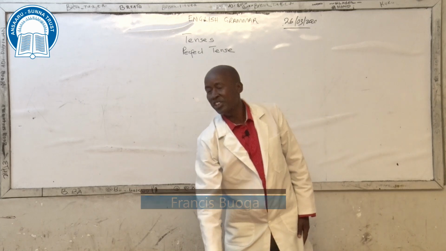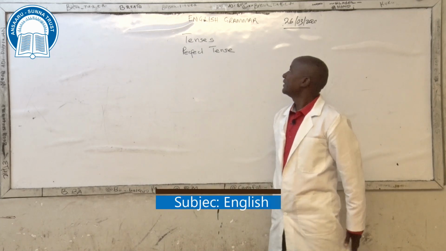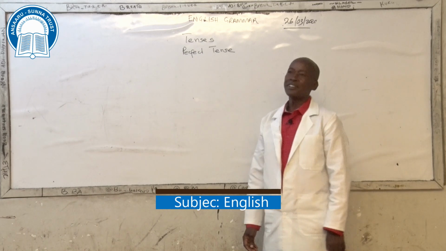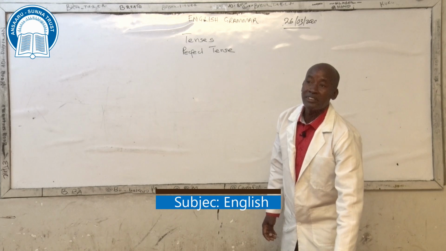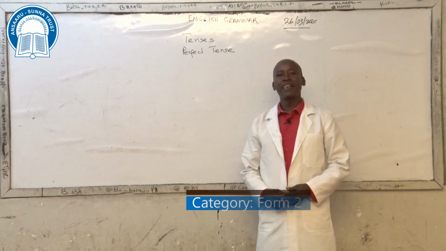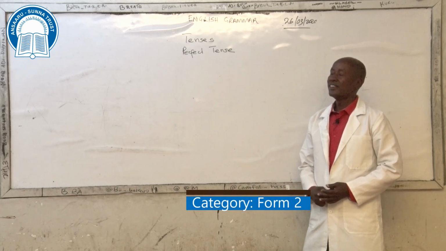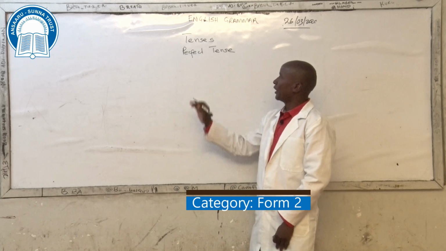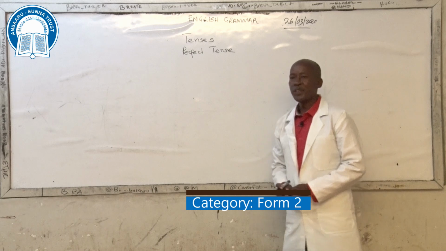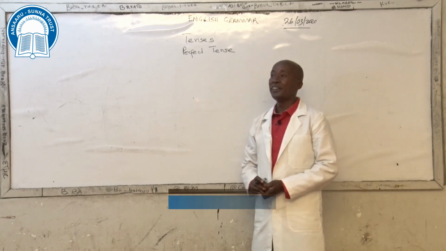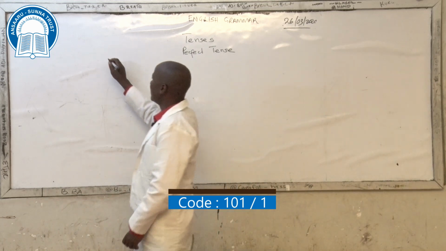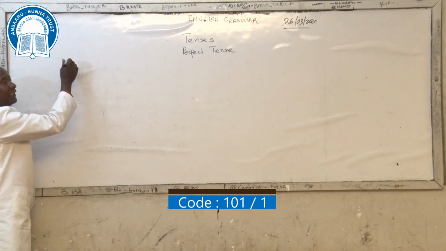Today, I want to take you through the tenses, and we are going to narrow down to perfect tense. You remember previously we had discussed present tense, past tense. So for our class today, we are going to come to perfect tense, and we may begin by looking at the word perfect. Perfect means completion of a task.